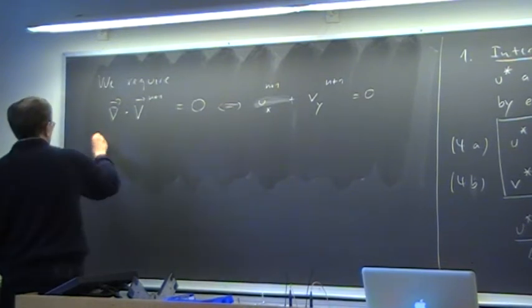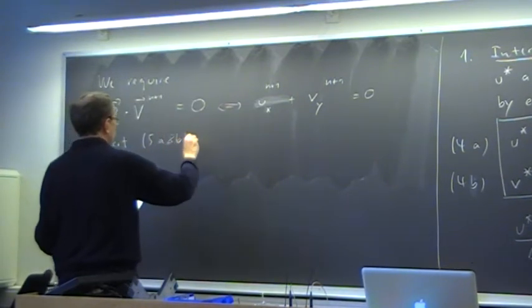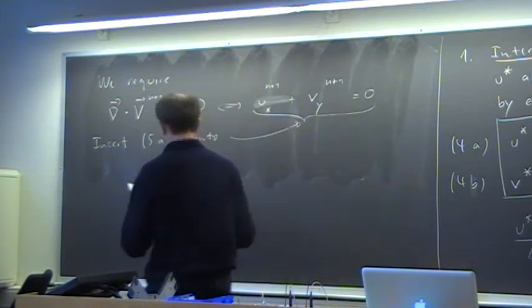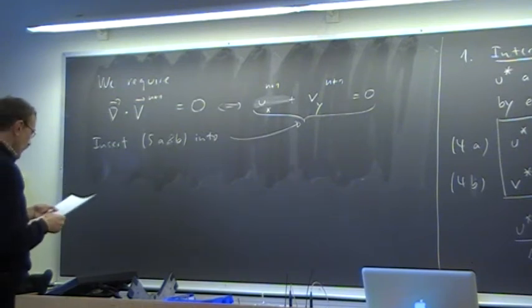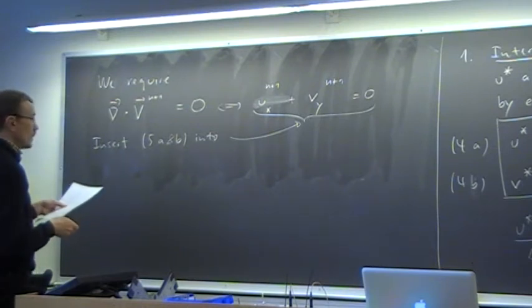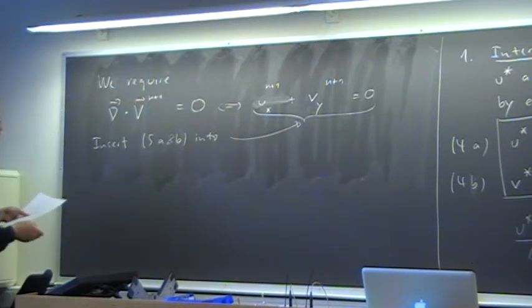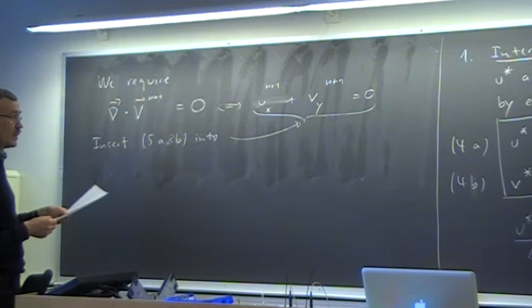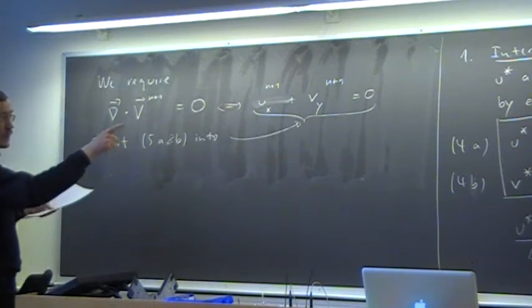Now we insert our ansatz, A and B, into this equation. And what do we get? It's easier to see if we do it in this equation. It doesn't matter, it's just a matter of writing. So let's do it. We insert that, and what do we get?